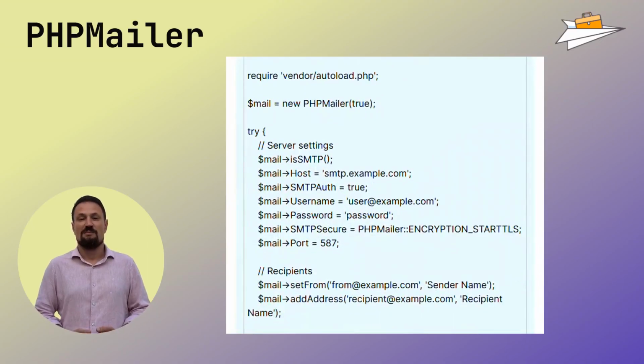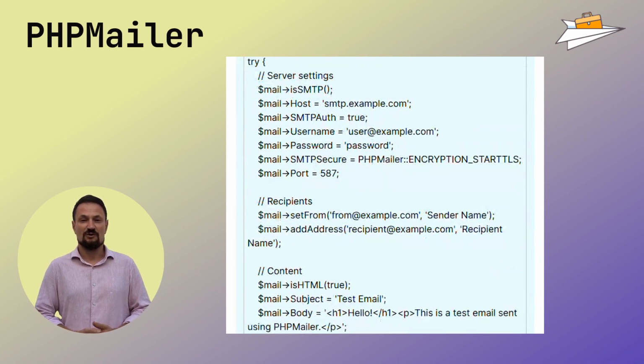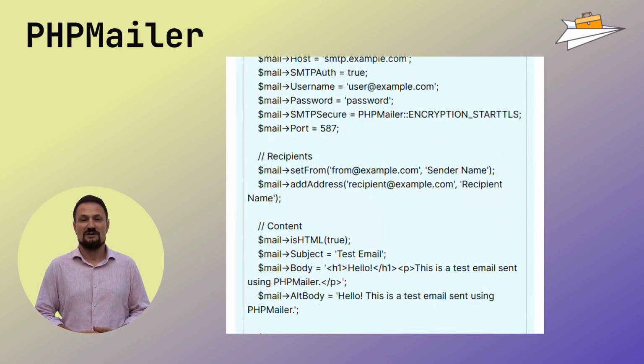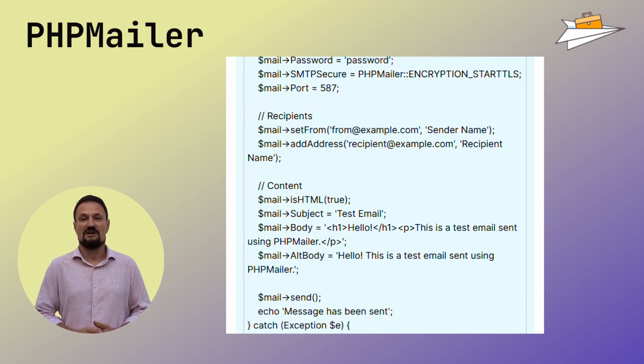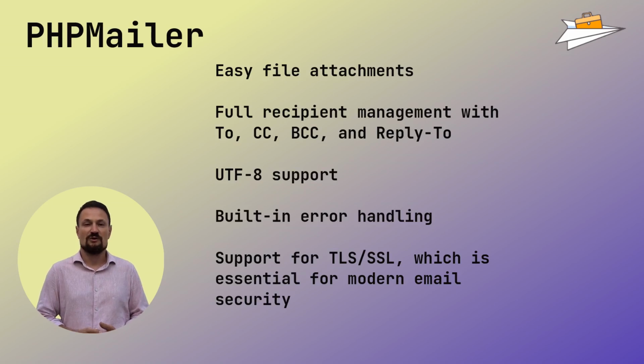Now let's see how PHPMailer handles the exact same task. Much cleaner, right? You just set your SMTP details, add your sender and recipient, write your HTML and plain text message bodies, and you're done. With PHPMailer, you also get easy file attachments, full recipient management with To, CC, BCC, and Reply-To, UTF-8 support, built-in error handling, and support for TLS and SSL, which is essential for modern email security. So now you can send robust, production-grade emails without pulling your hair out.